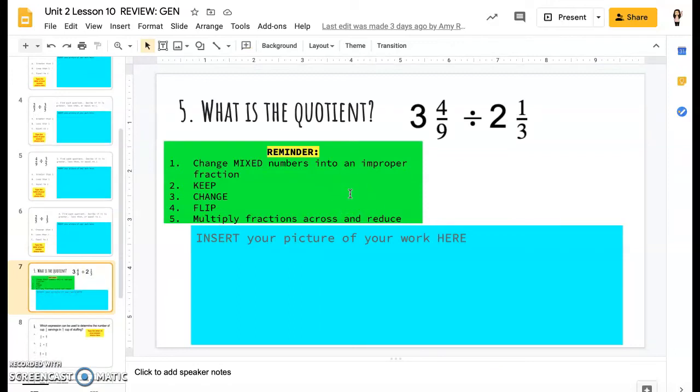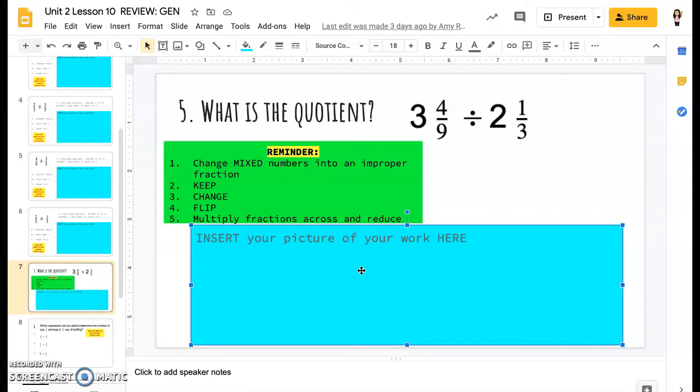Number 5, what is the quotient? 3 4/9 divided by 2 1/3. Use this green box as a reminder. First, you must change these mixed numbers into an improper fraction. Then you keep it, you change the sign, you flip this fraction, and then you multiply fractions across and reduce. Once you have solved the problem, you're going to insert a picture of your work in the blue box here.